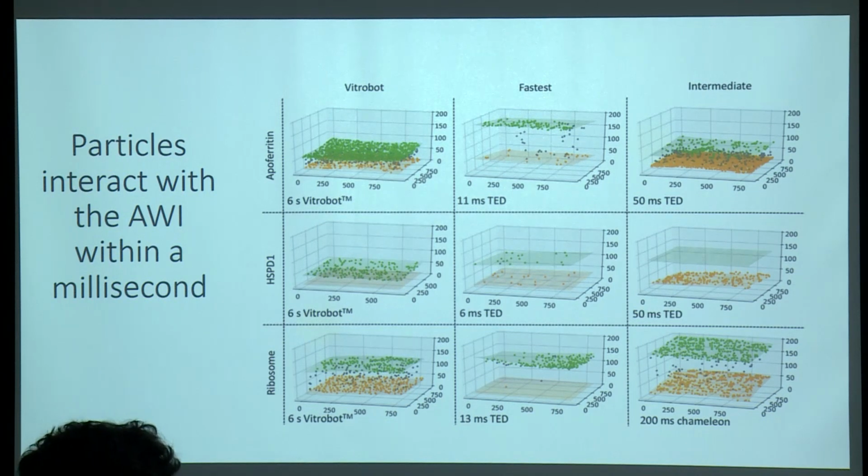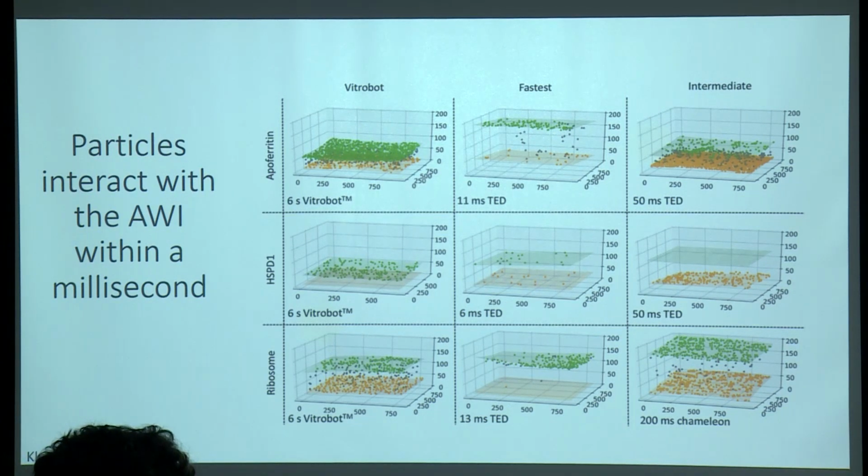So before I go any further, I should say for this study as well, we picked three different macromolecules of interest. So we had apoferritin, which is the cryo-Electron microscopist's favourite test specimen, HSBD1, which is a chaperone, and a ribosome. And the first thing we wanted to do is have a look at where the particles go to in the thin film environment.